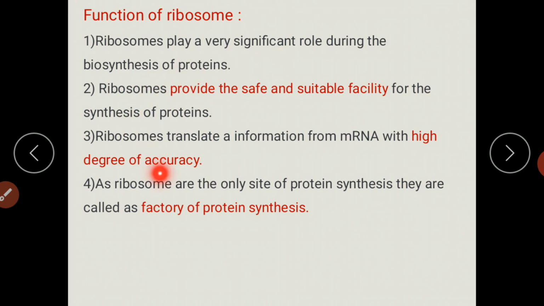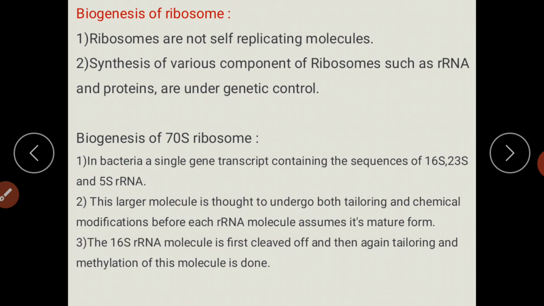There are many more functions of these ribosomes, but I just mentioned a few of them which are very important, that you must remember. The next point, that is the biogenesis of a ribosome, we will discuss in the next video lecture.